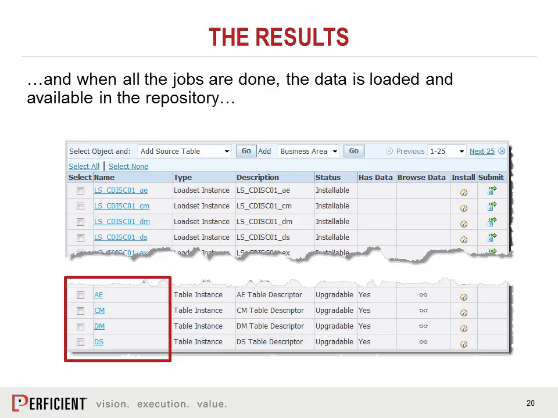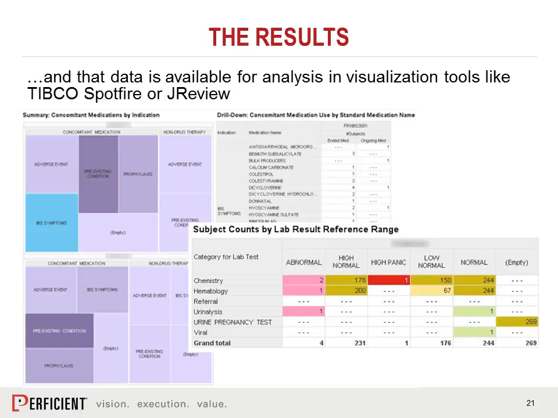When the jobs are all done, the final result is that the data is loaded into that staging area in the warehouse. So you can see in the first half of this slide that there are a number of different load sets, one for each of the data sets that was loaded in from the data file. And you can see a number of tables, each of which will have the data that was loaded from the corresponding data set. And the best result is that we now have that data available for analysis.